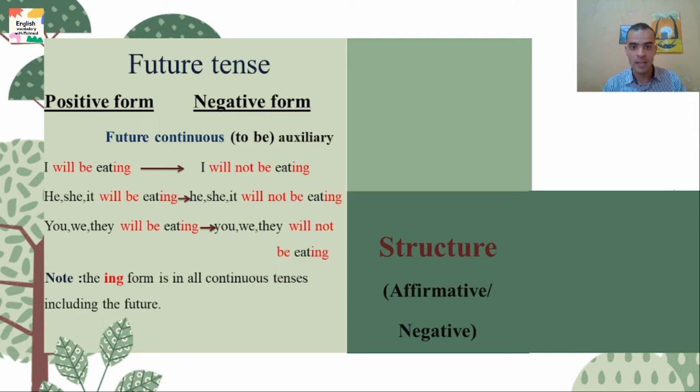As I said in many videos of mine before, the ing form is in all continuous tenses, including the future. So here, even in the future continuous, the ing must be included in the verb that we want to use in the future continuous. Okay. Let's see, of course, the usage and then move to the examples to know more about the ing form of the verb.